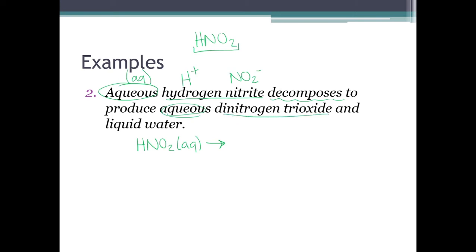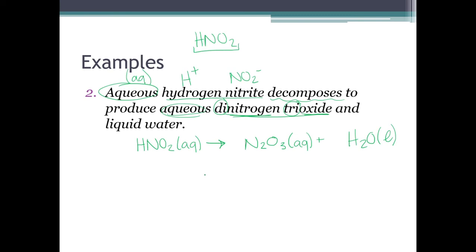That's just a covalent compound. It's telling us what the formula is. Di means 2, nitrogen means nitrogen. So leaving a space for a coefficient, we have N2. And then tri means 3, oxide means oxygen, so we have O3. And again, that is aqueous. And liquid water. Again, if you are told the states of matter, write the states of matter.